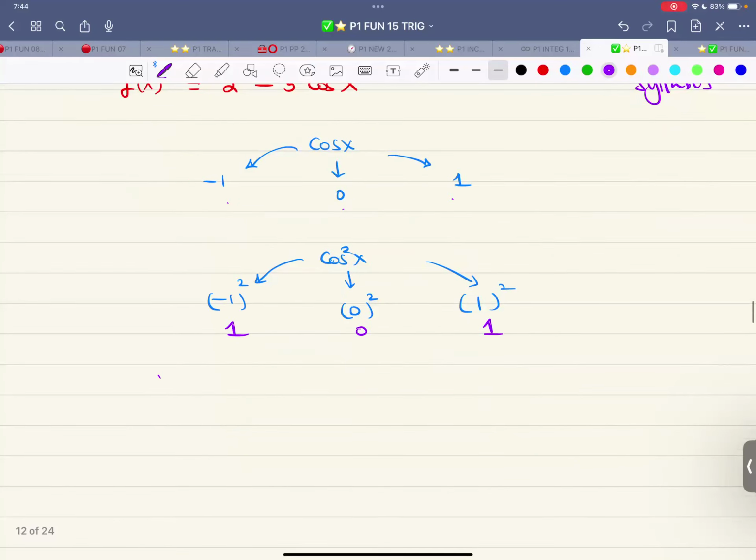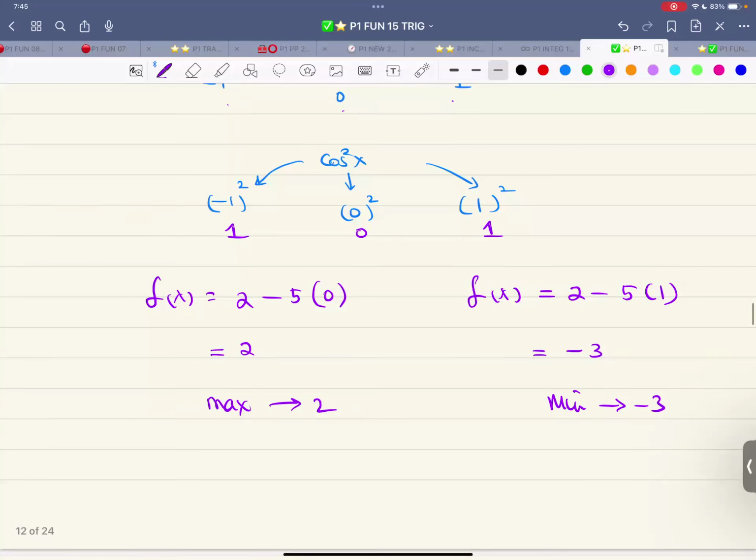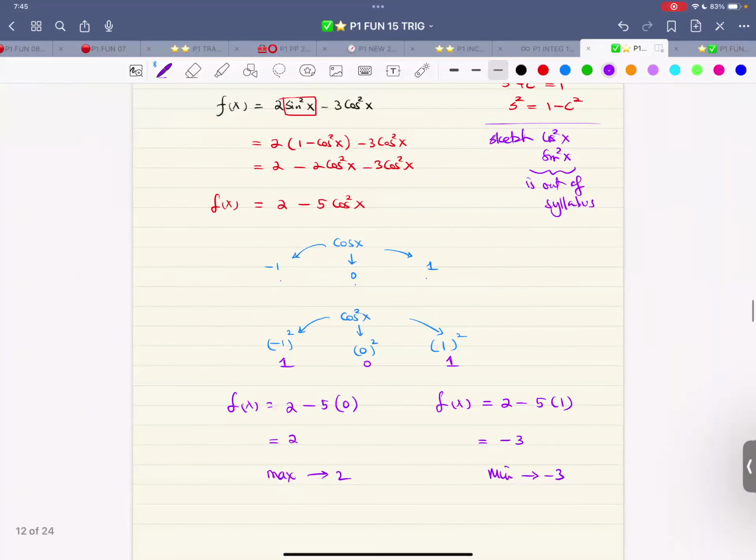So that means f of x could have a value of 2 minus 5 times cos square x, where cos square x is 0, and f of x equals 2 minus 5 times 1. This is giving me 2, and this is giving me 2 minus 5, which is -3. Therefore, the maximum value is 2 and the minimum value is -3. It's kind of a different kind of question. Have a good look at it.